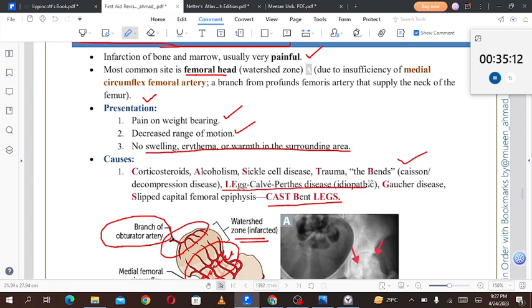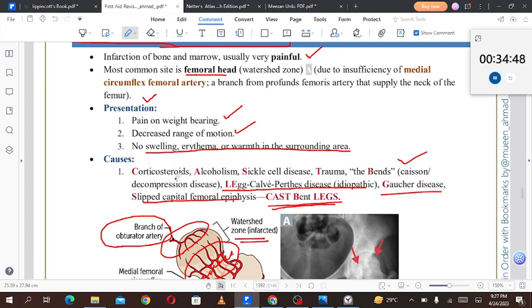Perthes disease, that is idiopathic. We have discussed this disease, I guess. And then we have Gaucher's disease, slipped capital femoral epiphysis. We have discussed these two weird conditions, and the other conditions we know very well. So the mnemonic is cast, bent legs, corticosteroids, alcoholism, sickle cell disease, trauma.